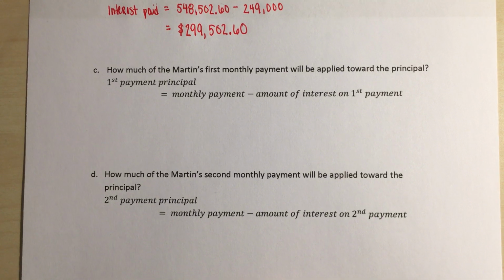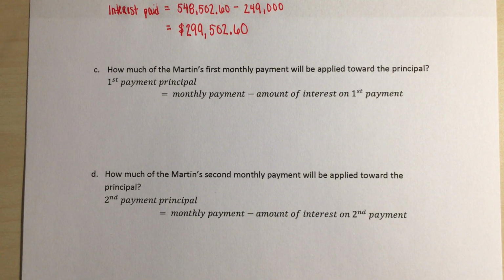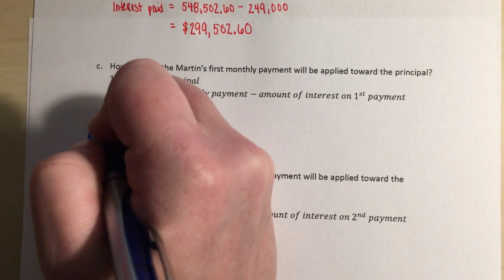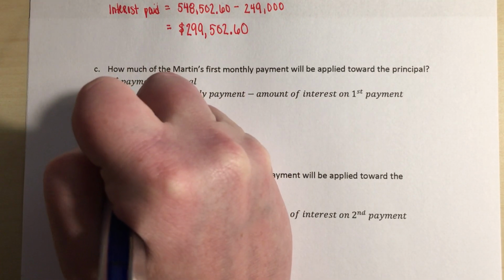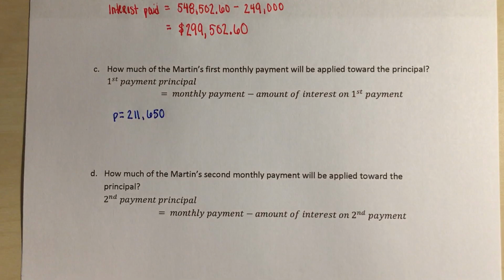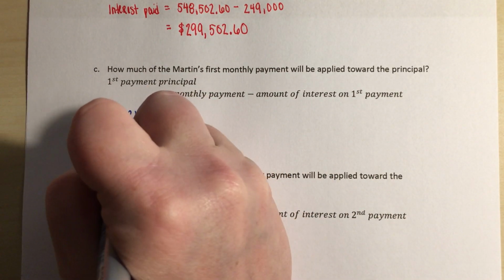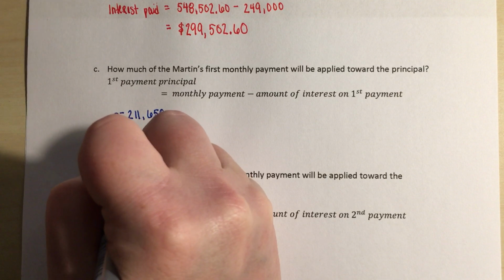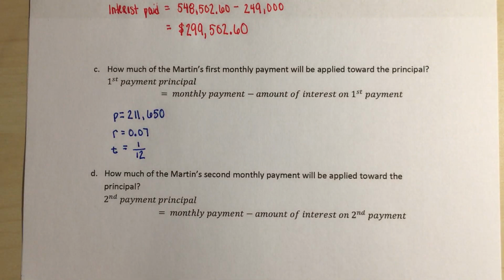Right, so for part C, how much of the Martins' first monthly payment will be applied towards the principal? So how we're going to find this one is we're going to go back and think about our simple interest formula. We are going to find our monthly payment minus the amount of interest on the first payment. So first we need to use our simple interest formula to find the amount of interest on that first payment. Right? So P is our principal. That was our amount mortgaged, $211,650. The interest rate was 7%, 0.07. And our first payment takes place after 1 month. So we have 1/12 of a year, 1 out of 12 months.